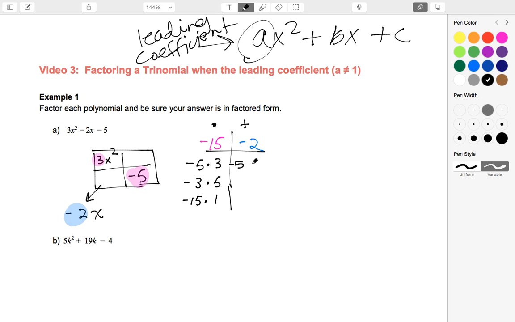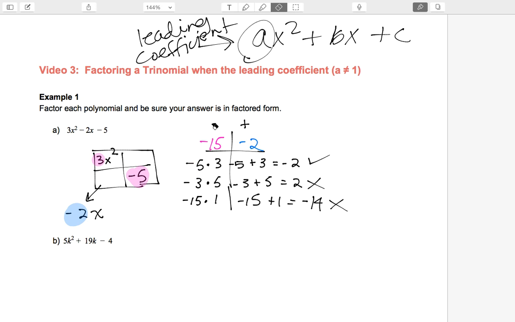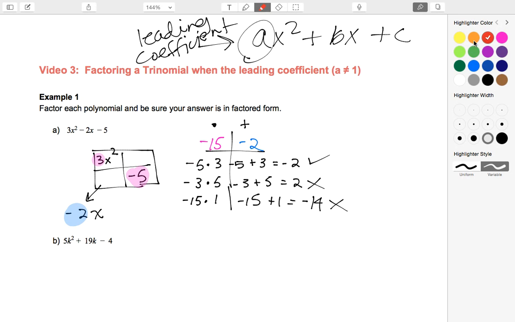So I can do negative 5 plus positive 3. That gives me negative 2, so that works. Let's double check this other stuff here. So negative 3 plus 5, that gives me positive 2. That isn't what I want. And then I have negative 15 plus 1. Well, that gives me negative 14. I don't want that either. So I know that negative 5 and positive 3 are the ones that need to go here, okay?